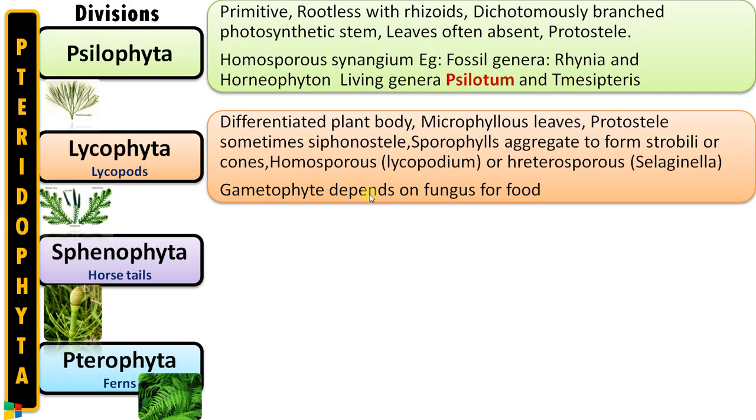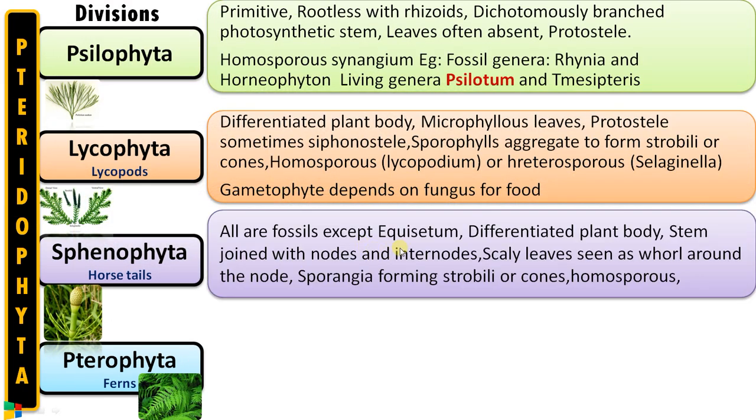Let us summarize the characteristics. All are fossils except Equisetum. Differentiated plant body, stem jointed with nodes and internodes, scaly leaves seen as whorls around the node, sporangia forming strobili or cones. These are homosporous plants.